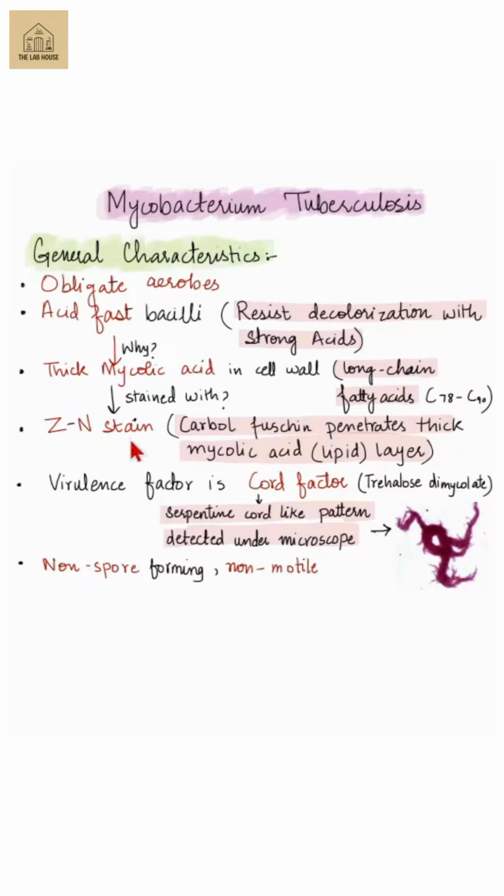So due to this reason, we will not use gram stain and we will use ZN stain instead, because the carbol fuchsin in the ZN stain can penetrate the thick mycolic acid lipid layer deeply and will stain the bacteria red. The virulence factor of Mycobacterium tuberculosis is the cord factor.